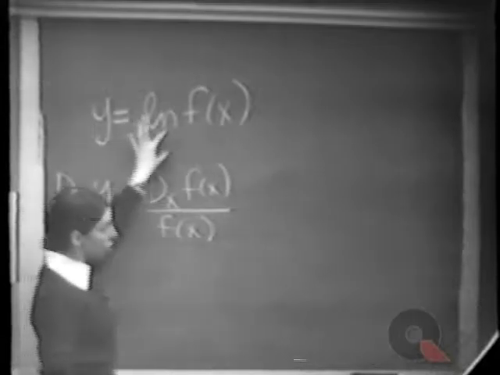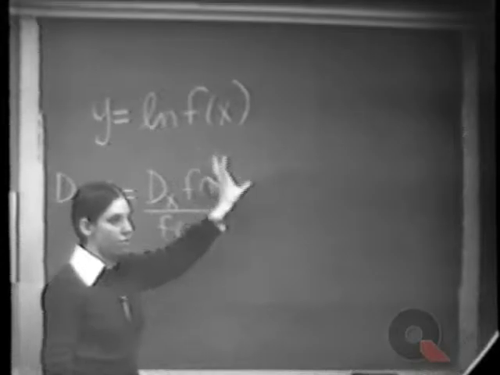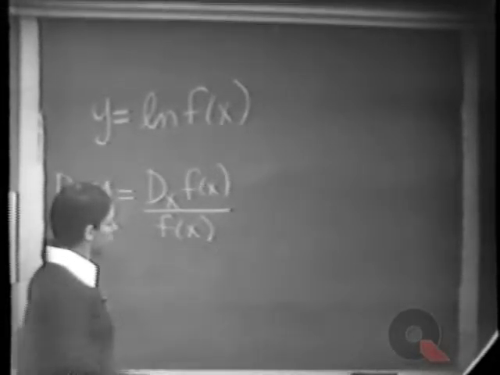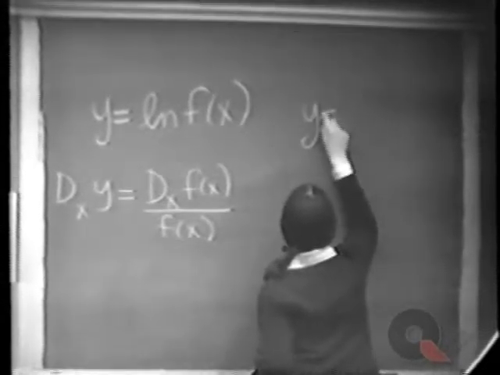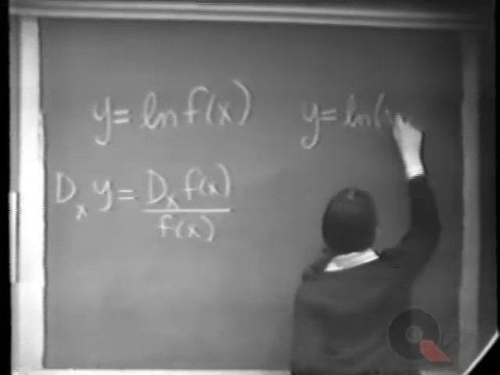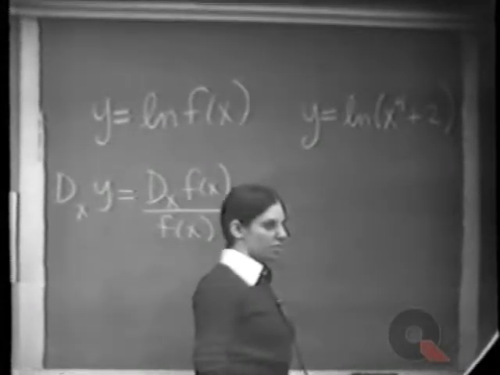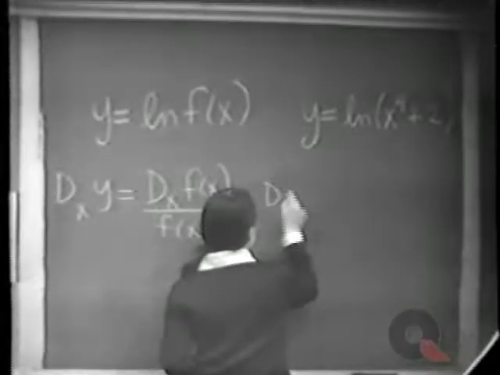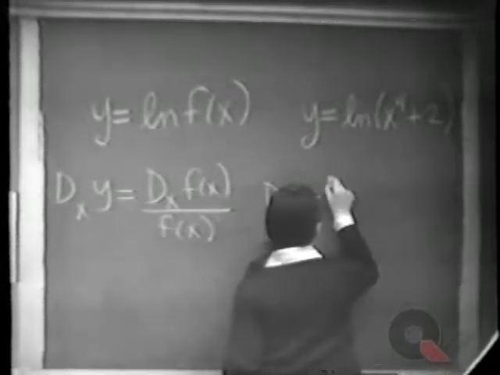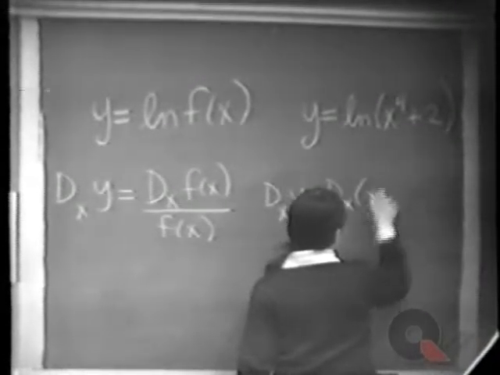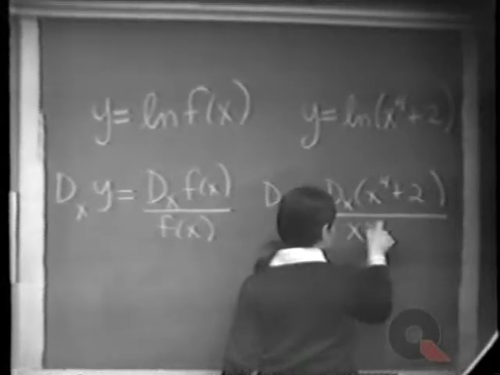Okay, we have the natural log of a function of x. We want to find its derivative with respect to x. It is simply the derivative of the function over the function. For example, if y is equal to the natural log of x to the 4th plus 2, the derivative of y with respect to x would be, according to this formula, the derivative of x to the 4th plus 2 divided by x to the 4th plus 2.